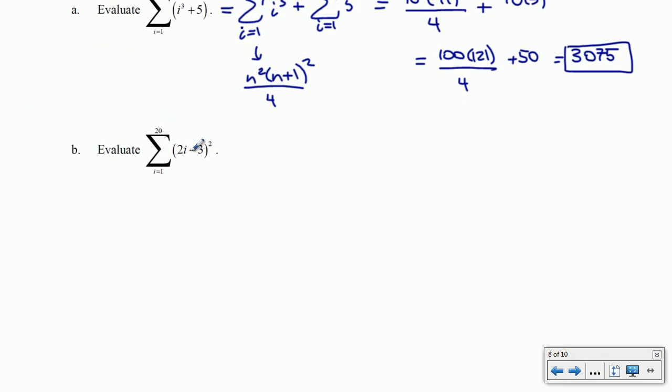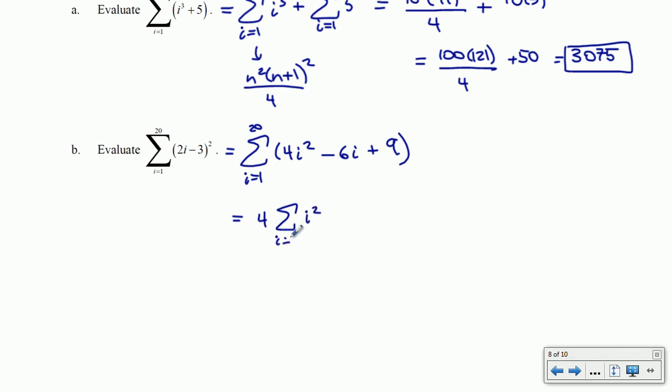In part B, we're doing this from 1 to 20. So we can expand this, so FOIL it, from 1 to 20. That would be 4i squared minus 6i plus 9. And we can use the property of sigma and go like this. So 4i squared from 1 to 20 minus 6i plus 9.